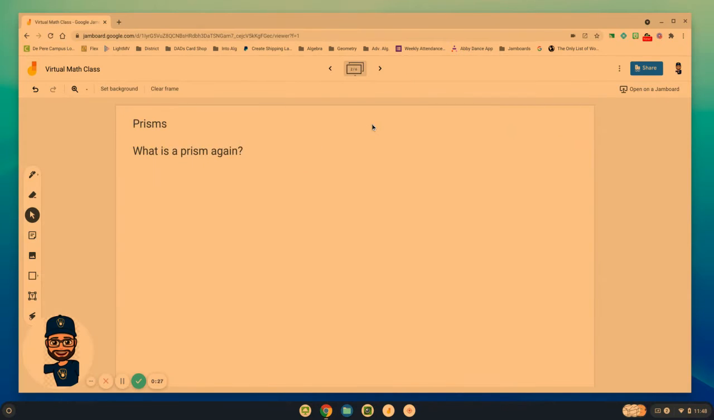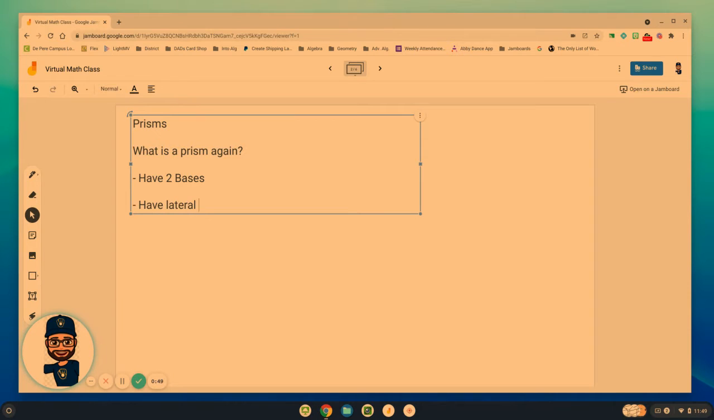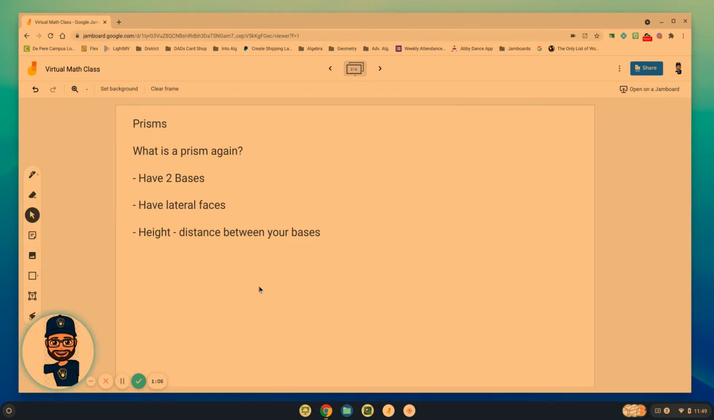Now, we have to go back and remember, what is a prism? Again, a prism has a couple key characteristics. Each prism will have two bases, sometimes squares, rectangles, triangles, pentagons, things like that. It will also have lateral faces that go around them. And we typically have a height, which is the distance between your bases. How far apart are the bases of a specific object?